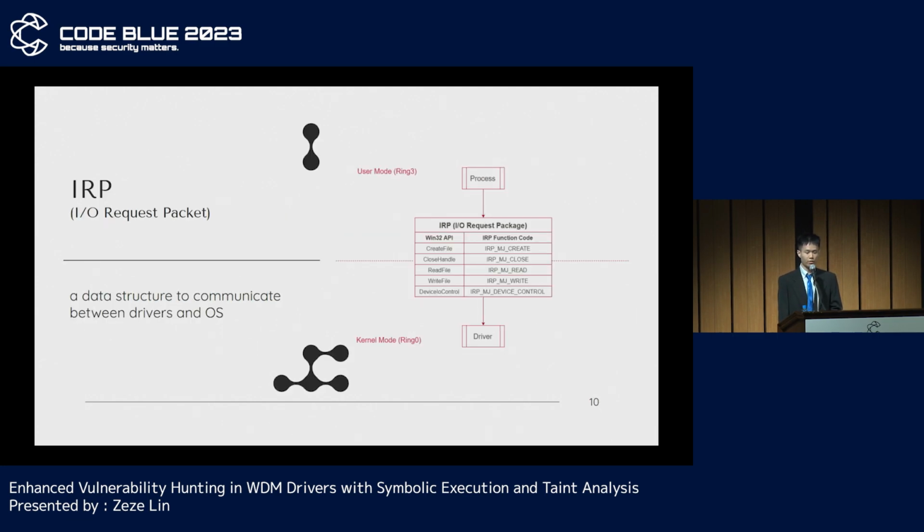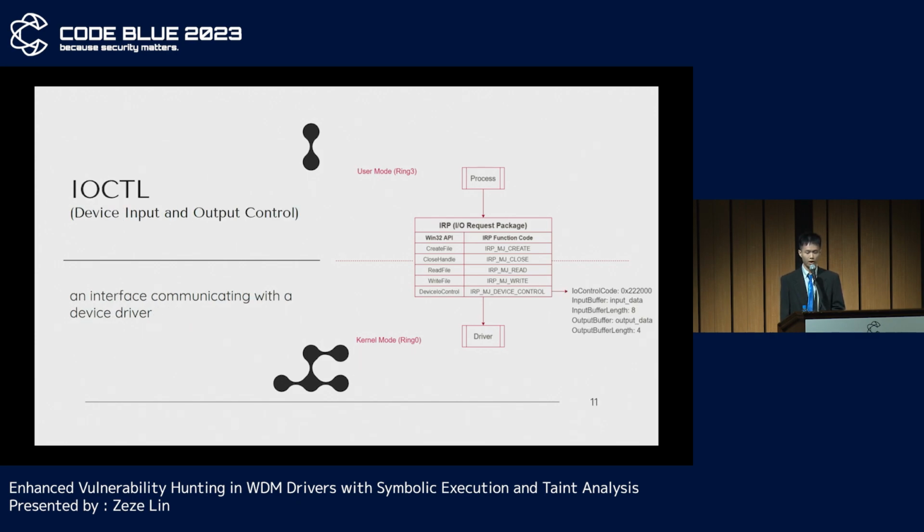IRP stands for I/O request packet. It is a data structure to communicate between drivers and the operating system. A user mode process can send an IRP by calling a Windows API. For example, it can call CreateFile to send IRP_MJ_CREATE, or call CloseHandle to send IRP_MJ_CLOSE. In this talk, we will focus on IRP_MJ_DEVICE_CONTROL, sent by calling DeviceIoControl.